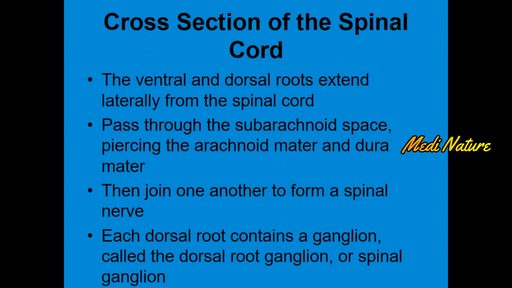The ventral and the dorsal roots extend laterally from the spinal cord, and then they pass through the subarachnoid space, piercing the arachnoid mater and dura mater. Then they join one another to form a spinal nerve. Each dorsal root contains a ganglion, which is called the dorsal root ganglion or spinal ganglion.